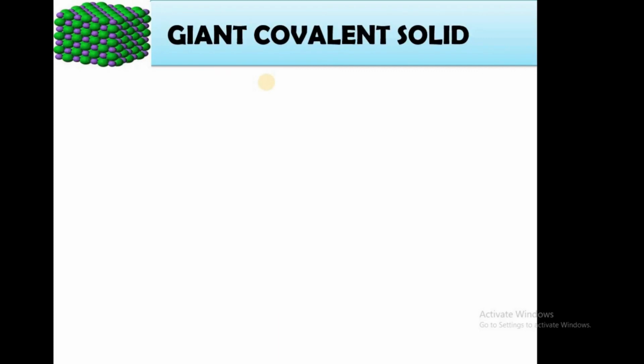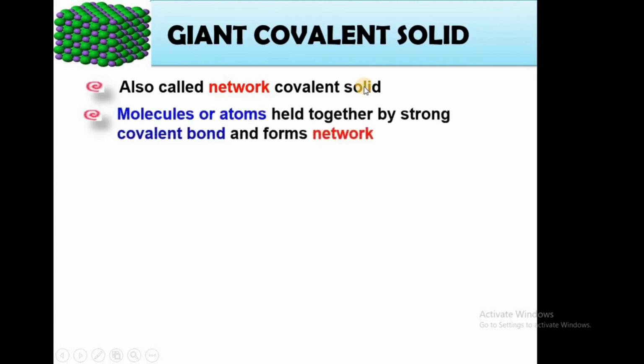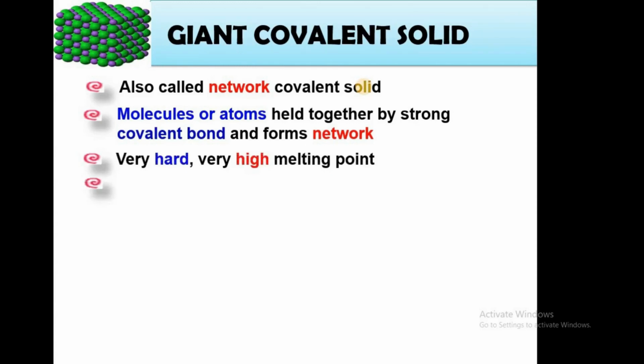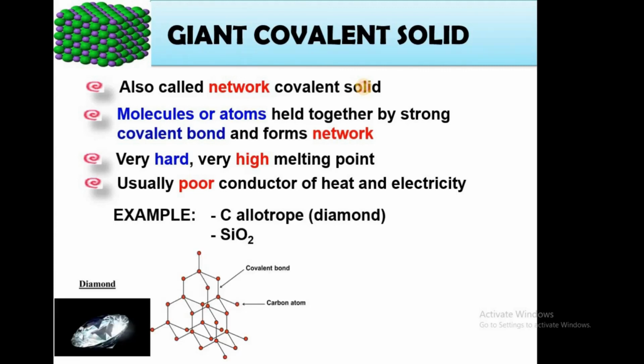The last crystalline solid is giant covalent solid, also called network covalent solid. This giant covalent solid is composed of atoms that are linked together by strong covalent bonds and form a network. Their properties are very hard and very high melting point, but usually they are poor conductors of heat and electricity. Examples of giant covalent solid are diamond, quartz, and graphite.